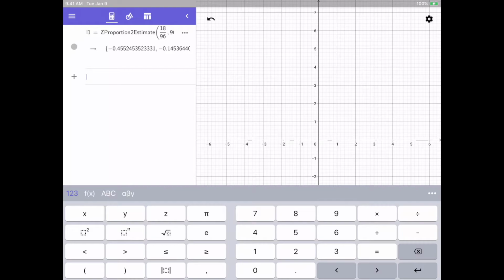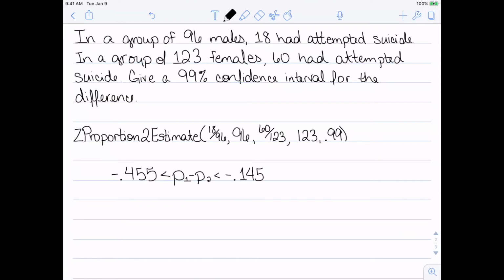So we have it's between negative 0.455 and negative 0.145. So there's a 99% chance that the true difference between males and females is between negative 45.5% and negative 14.5%.